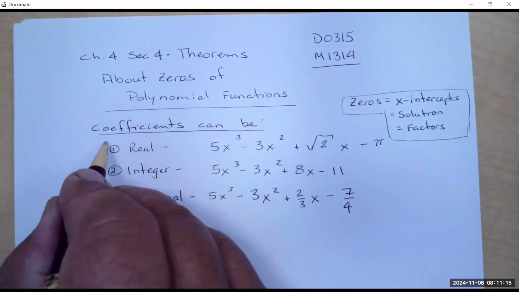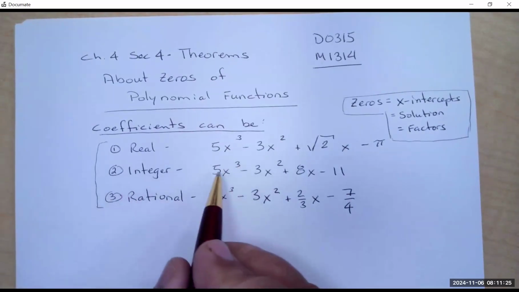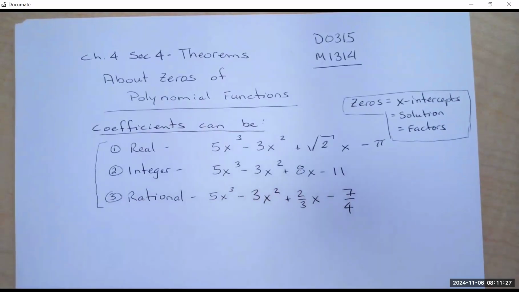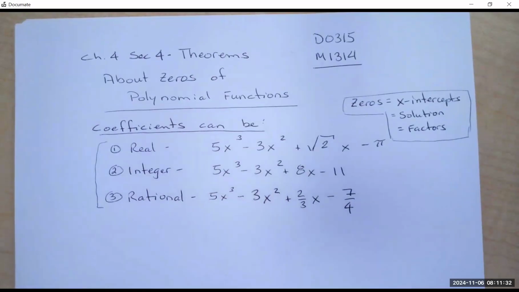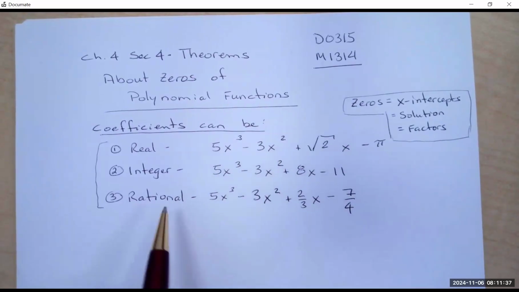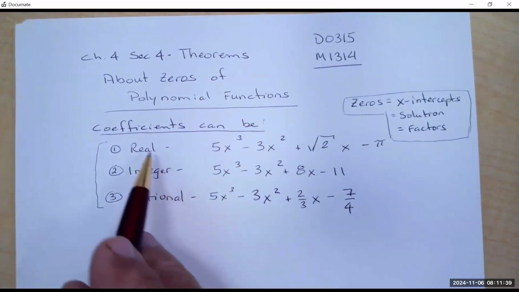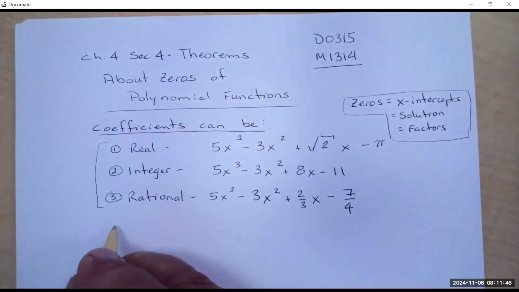So in certain cases, we're only restricted to those kinds of coefficients. Integers are counting numbers, 5, 3, 8, 11. Real numbers are anything between negative infinity and positive infinity, like square root of 2, pi, all this stuff. Rational numbers are fractions, which are subsets of real numbers. These are all polynomials. There's a fourth one that we also have to be considerate about.